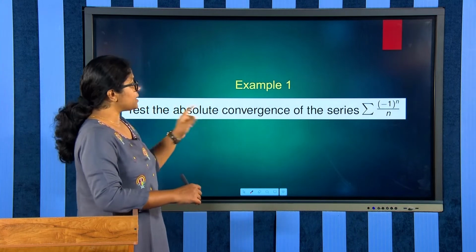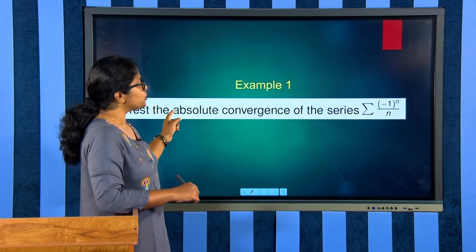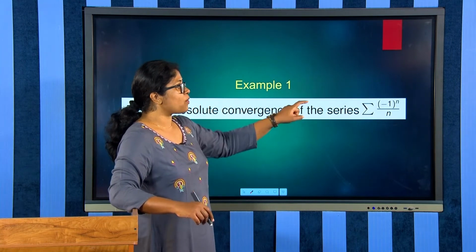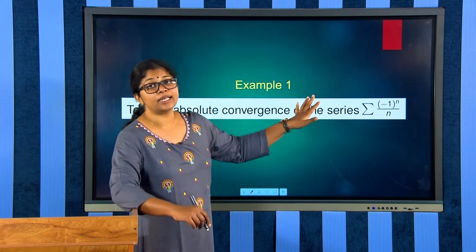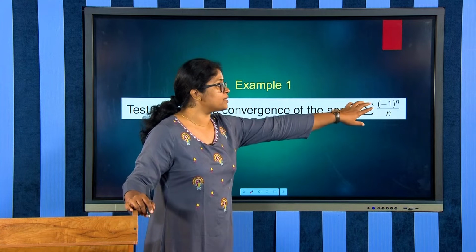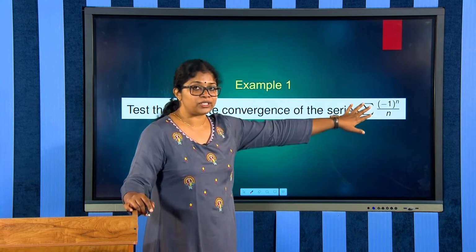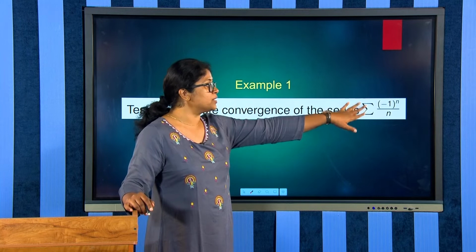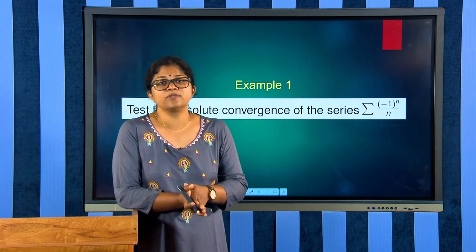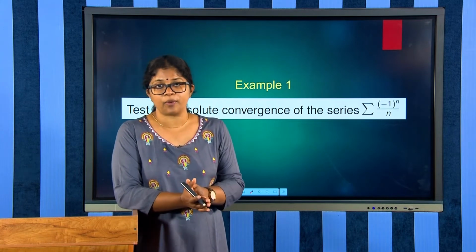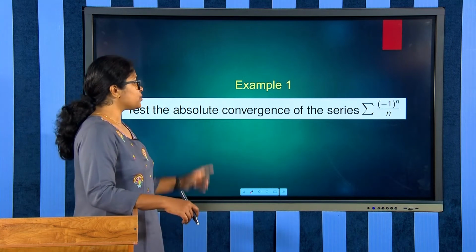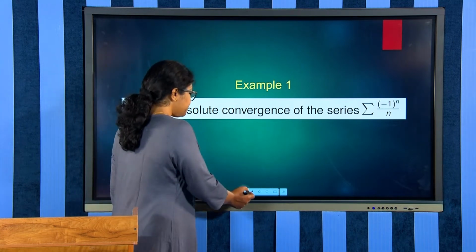Now, let us see this example. Test the absolute convergence of the series summation minus 1 power n upon n. So, we have already seen that this is a conditionally convergent series, because we have established by the Leibniz test that this is an alternating series which converges, but if we take the absolute values, we get the series summation 1 upon n, which we have shown is a divergent series. And so, this example we have already done.